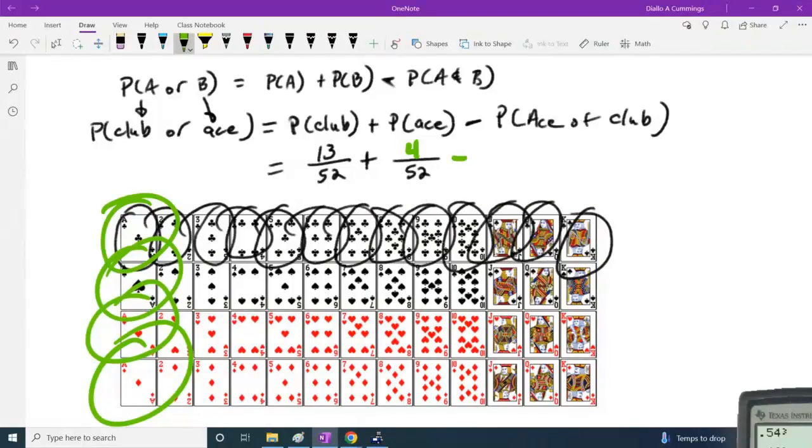So for this last probability, the probability of selecting the ace of club, there are 52 cards to choose from. And out of those 52 cards, how many are ace of clubs? 1.